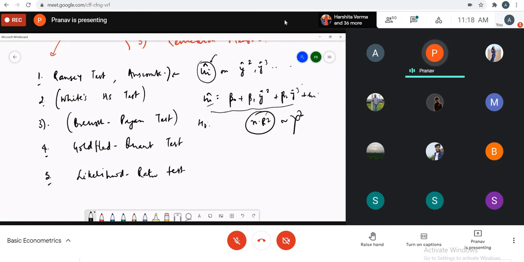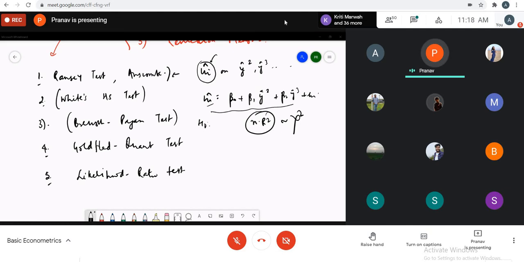Rejection of null hypothesis means there is evidence of heteroskedasticity. If this n times R square is less than chi square critical from the table, it means you do not reject the null hypothesis. It means your errors are homoskedastic. Is this clear? Is this clear, guys?